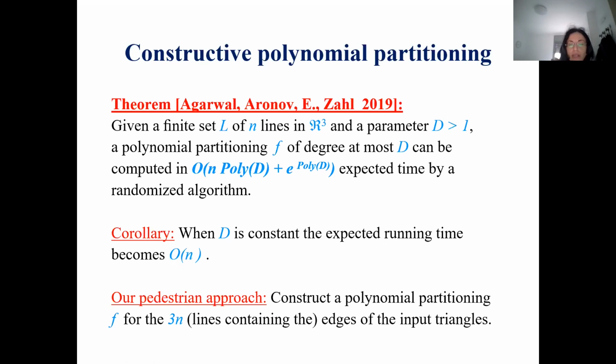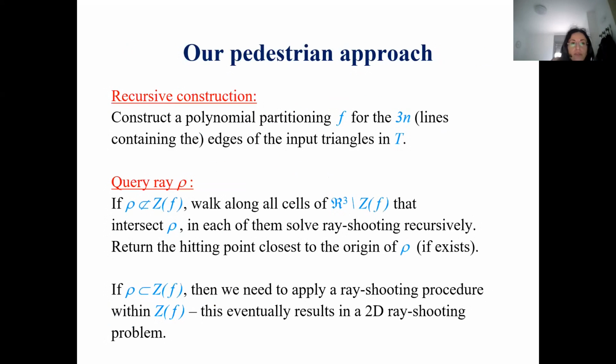So in our ray shooting problem, the pedestrian approach is to construct a polynomial partition f for the 3n lines that contain the edges of the input triangles. This is how we start. Okay, so we actually make a recursive construction. This is a divide and conquer mechanism. We construct a polynomial partition f for the 3n lines. These are the edges of the input triangles. I'm going to explain this step in much more detail shortly.